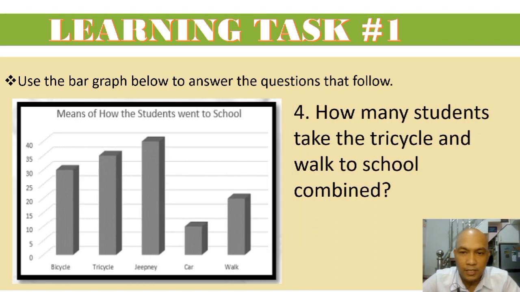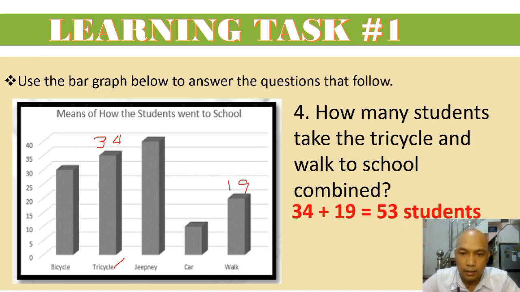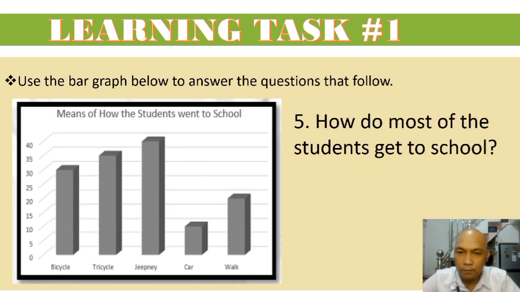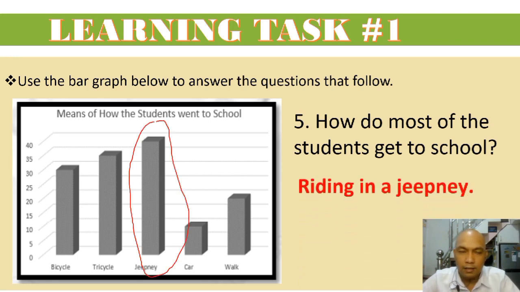And for number 4, how many students take the tricycle and walk to school combined? Ang tricycle natin dito mga nasa, sabihin natin 34, okay, tapos ang walk to school naman natin mga nasa, sabihin natin ay 19. So pag in-add natin ngayon ang 34 plus 19, so there are 53 students who take the tricycle and walk to school combined. Okay, so number 5, how do most of the students get to school? Ito yung pinakamataas natin dyan. Sabihin, they are riding in a jeepney.